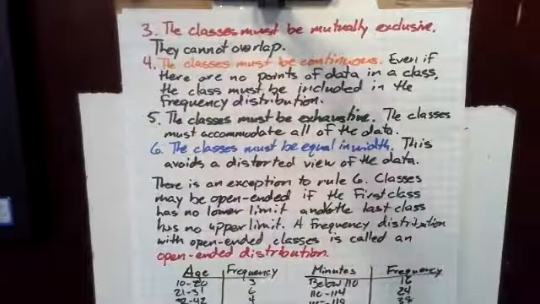And sixth, the classes must be equal in width. This avoids a distorted view of the data. There is an exception to Rule 6. Classes may be open-ended if the first has no lower limit and/or the last class has no upper limit. A frequency distribution with open-ended classes is called an open-ended distribution, and here are a couple of examples.